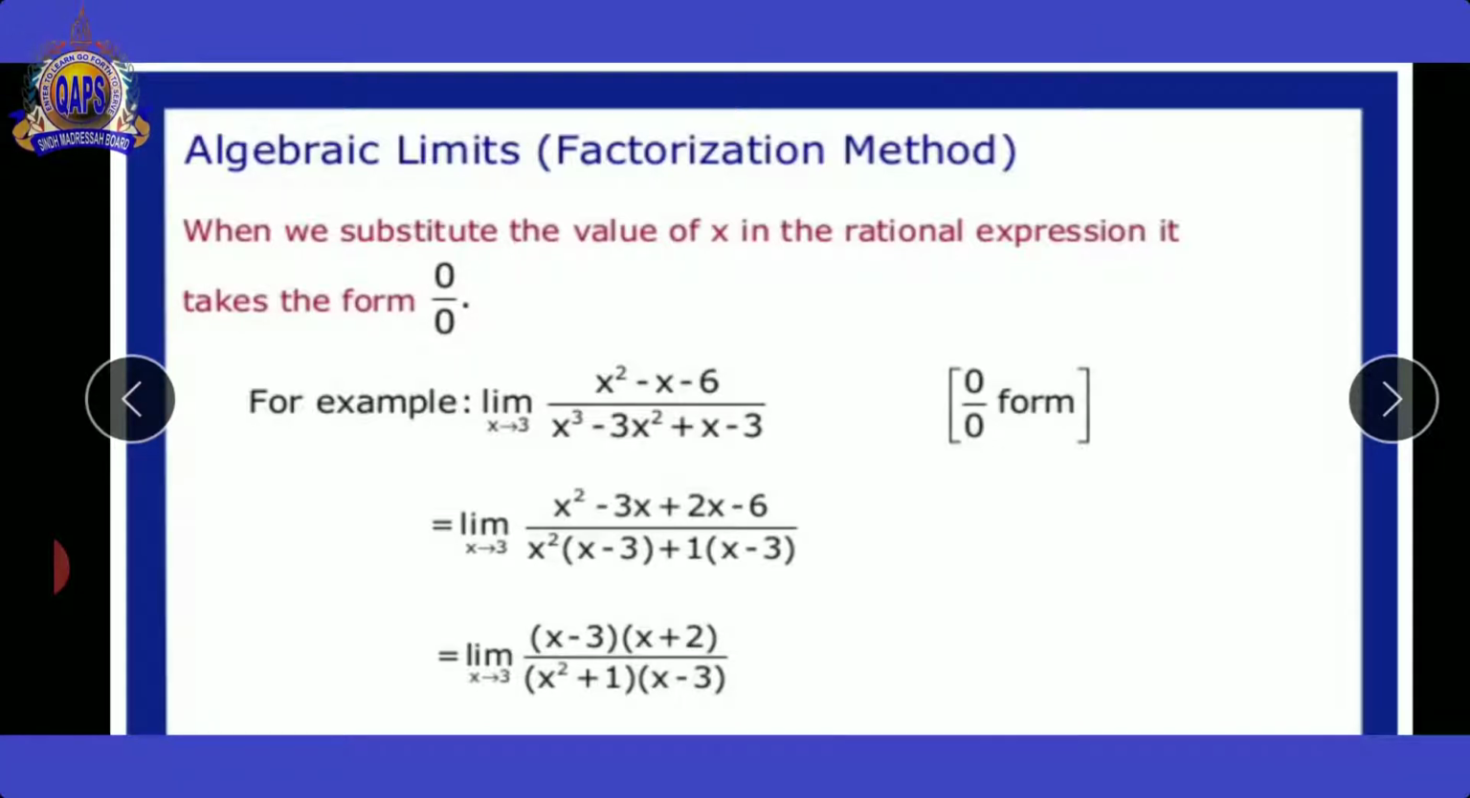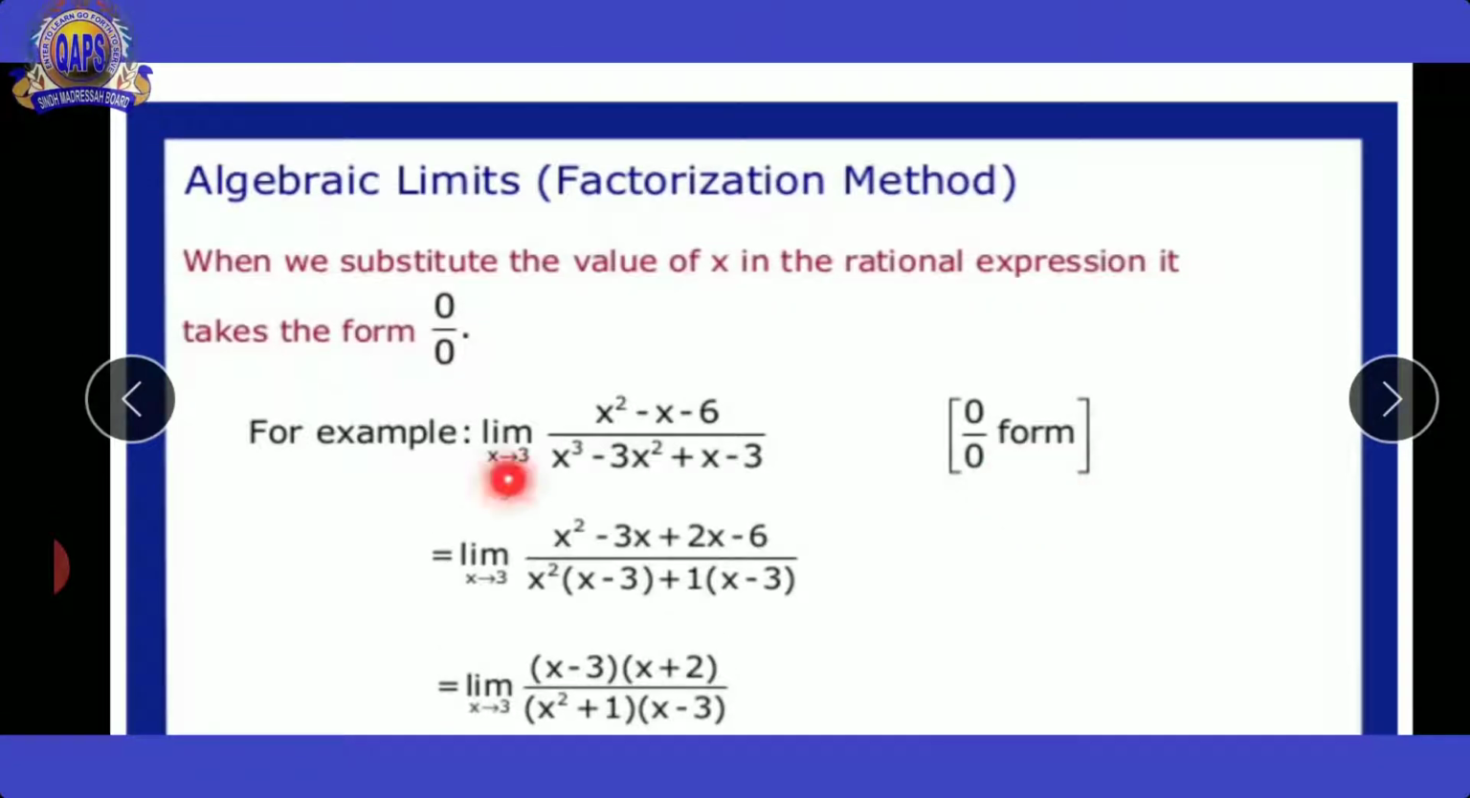Now the next example where the 0 upon 0 form is created in the denominator. When the 0 upon 0 form is created here, then we change or take the common variables. So here limit x tends to 3 in the rational expression, because the numerator and denominator represent a rational expression.